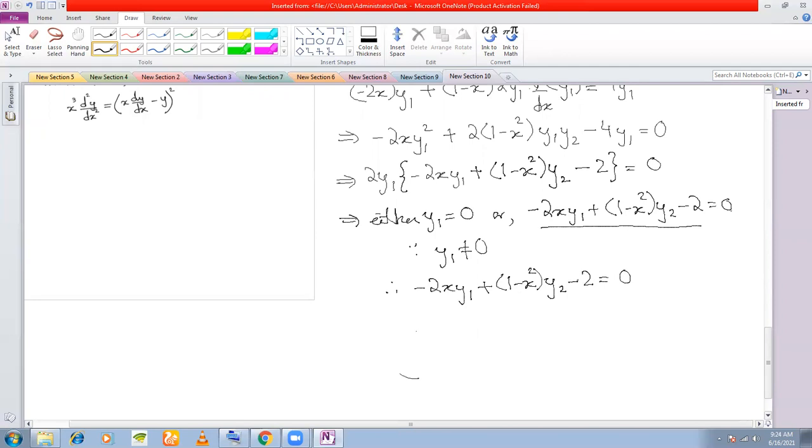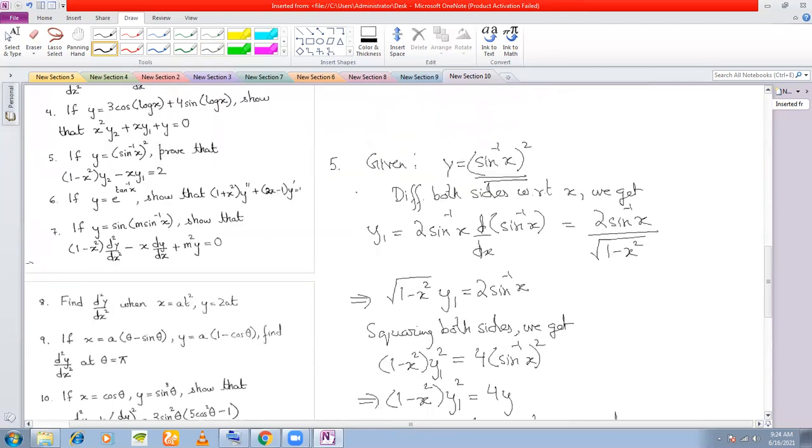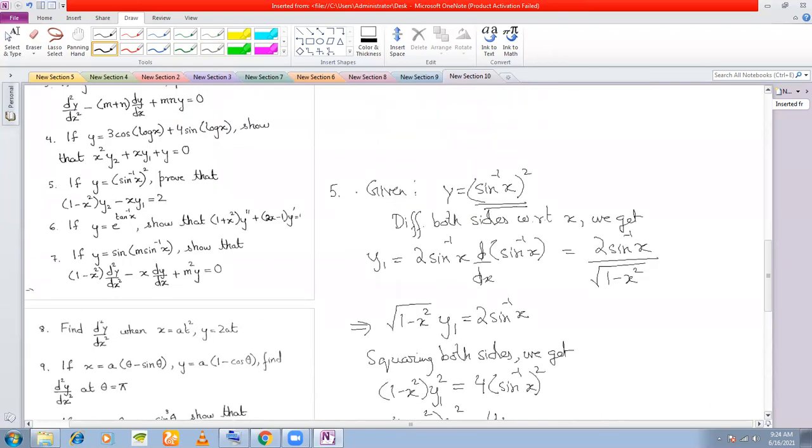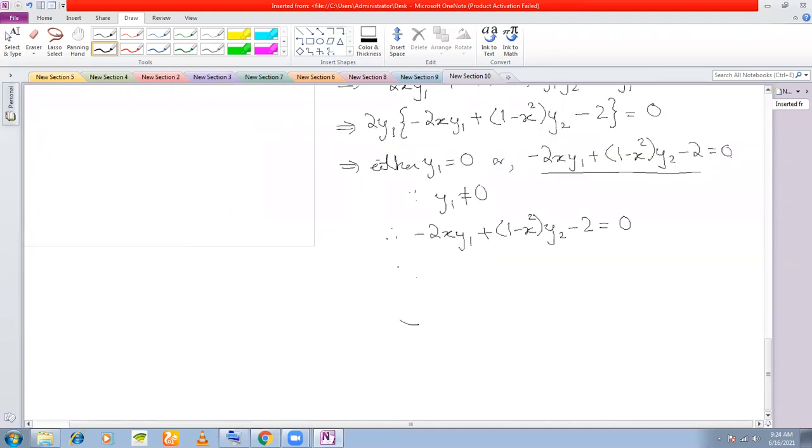And what did you have to prove here? If you see on top, you had to prove 1 minus x square y2 minus x y1 is equal to 2. So that means we have already got this. That means 1 minus x square y2 minus 2x y1 is equal to 2. And that is what we needed to prove. Now we come to that question where we said y1, why is y1 not equal to 0?